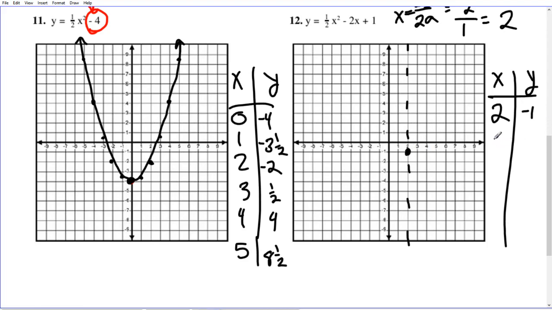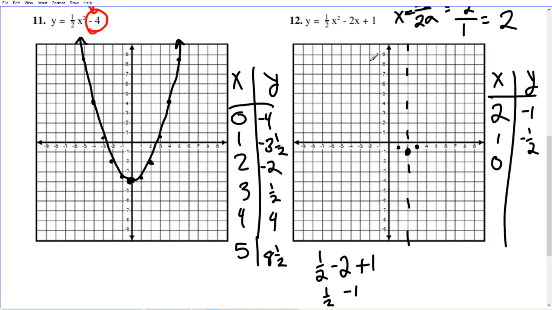Now I'm going to plug in points like 1 and 0 because I think those numbers will be easy to do because they're small and it's going to be symmetrical on the other side anyways. So when I plug in 1, 1 squared is 1, half of 1 is 1/2 minus 2 times 1 is 2 plus 1. That gives me negative 1 and a half gives me a negative 1/2. So 1, negative half and symmetrical on the other side.